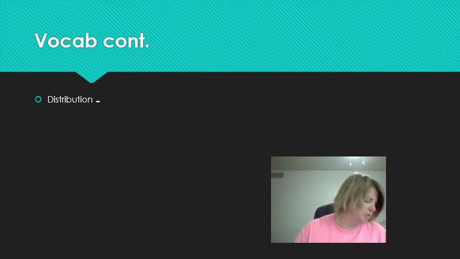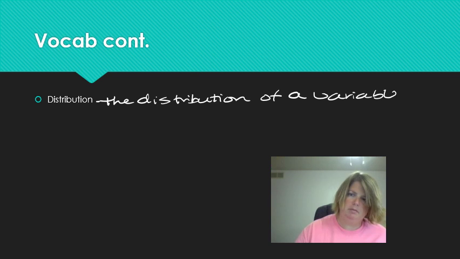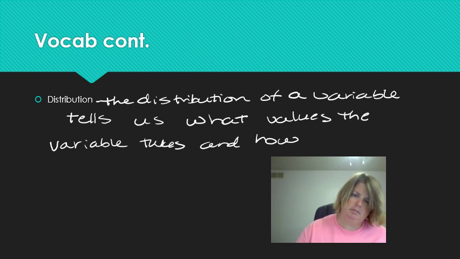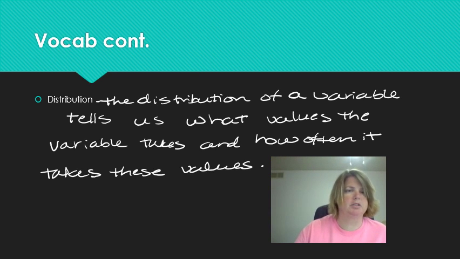All right, and then a distribution. The distribution of a variable tells us what values the variable takes and how often it takes these values. That'll make more sense later when we look at distributions.